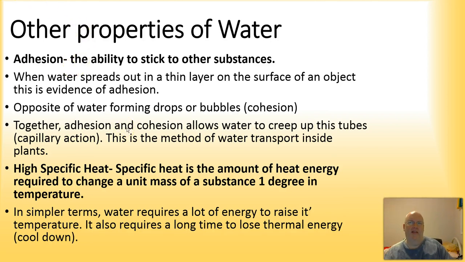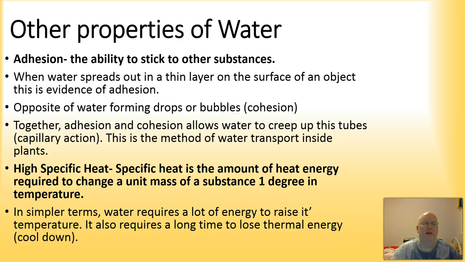Adhesion is a very useful property in plants. When plants pull water from the soil through the roots, it can take it to the very top of the plant. In the case of a tree, that could be hundreds of feet in the air. What the water does is it creeps up the tube. Think of a drinking straw, only a lot smaller in diameter. Because water adheres to the sides of the tube, it can slowly creep up the tube against gravity and transport water from the bottom of the tree to the top of the tree.